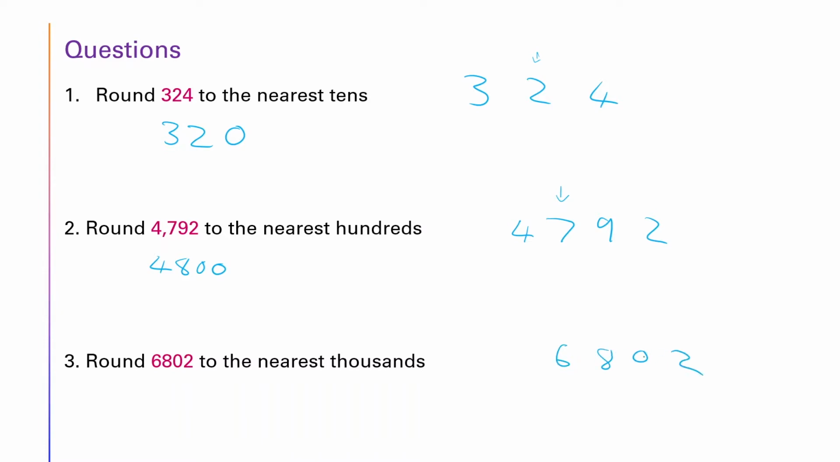Now round 6,802 to the nearest thousands. So in our ones place we have a 2, in our tens place we still have a 2, in our hundreds place we have an 802, and in our thousands place we have a 6,802. So the number 6 is a number we would be rounding. Now the number to the right of 6 is 8, and we know that numbers 5 to 9 are rounded up. So we would be rounding 6 up to a 7. Our answer is 7,000.